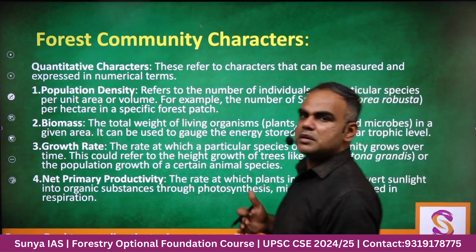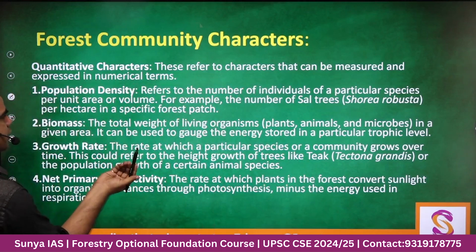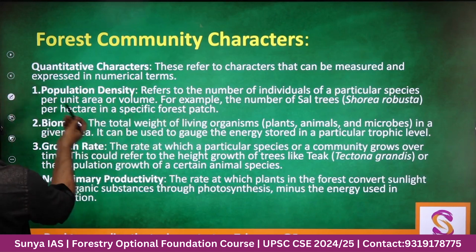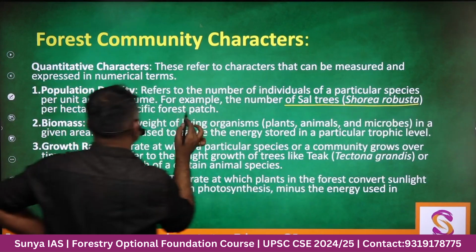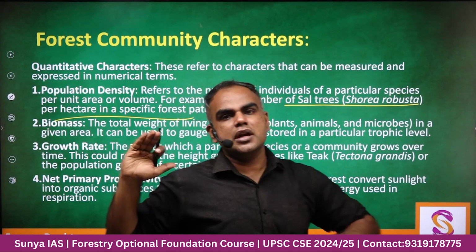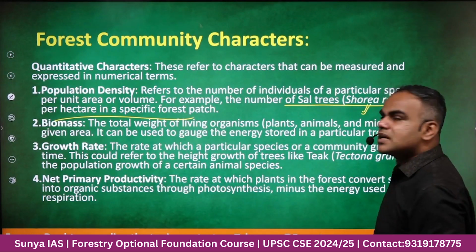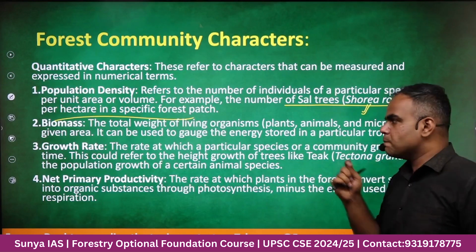So population density, biomass, growth rate. Here you also have some examples, for example, the number of sal trees per hectare. You can give examples and make sure, because otherwise, at least lecture number 1 is very generic in nature. How you can differentiate is through the use of these examples. This is part of answer writing: you have to deliberately mention a lot of examples, okay?